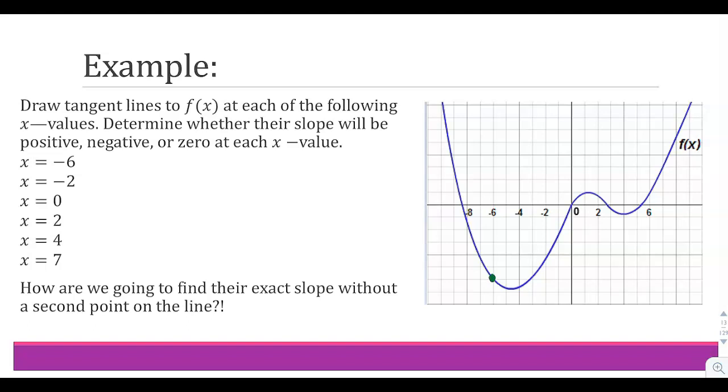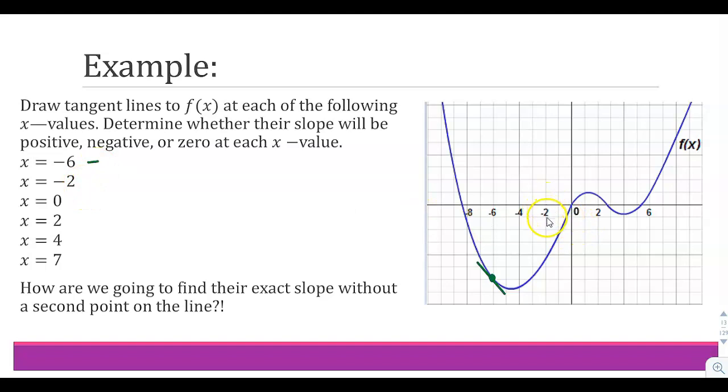A tangent line, a line that just barely grazes the curve right there, is going to look something like this. We're going to analyze, is that slope positive, negative, or 0? Well, that is a negative slope, so I'd go down and over. So I'm going to classify this as a negative slope, and I'll write a little negative sign here. Let's move on to negative 2.